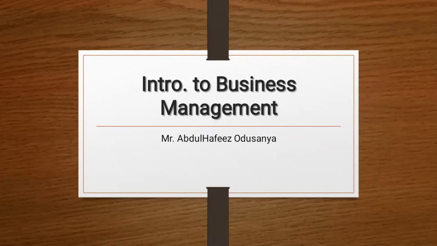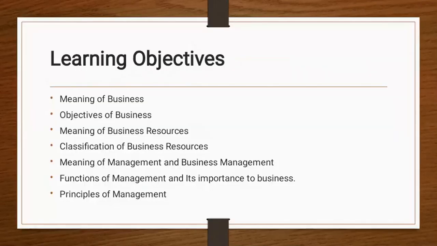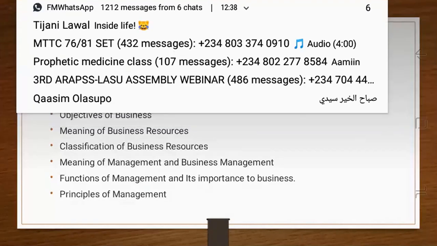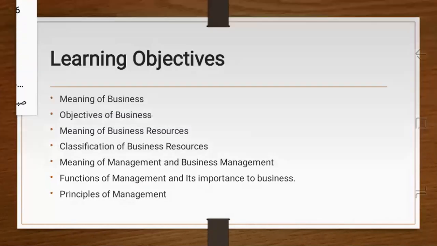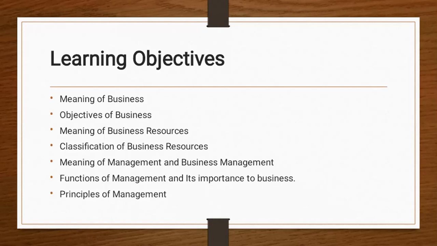examination. And at the end of the class, we'll be looking at the meaning of business, the objective of business, the meaning of business resources, classification of business resources, meaning of management and business management, functions of management and its importance to business, and the principle of management. So those are the seven learning objectives that we'll be taking through during this class, inshallah.